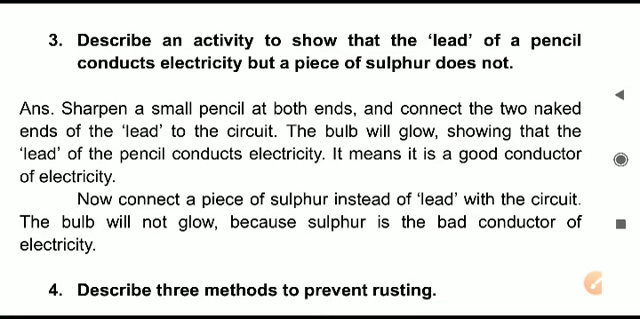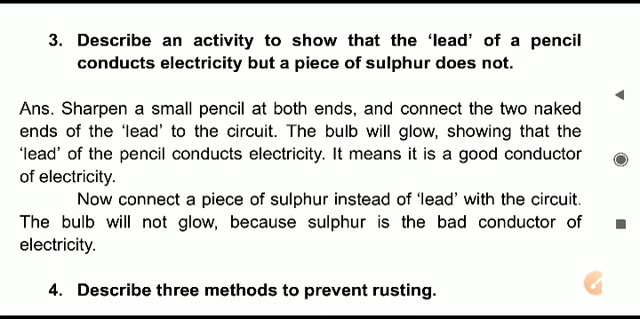And what else have they asked? But a piece of sulfur does not. So let us read here, sulfur and lead, both we will see. Let us read the answer. Sharpen a small pencil at both ends and connect the two naked ends of the lead to the circuit. So we will take a pencil and sharpen it from both sides so that the pointed tip of the lead will appear there. And on the tip of the pencil that is used for writing, you will connect the wires on both the sides.